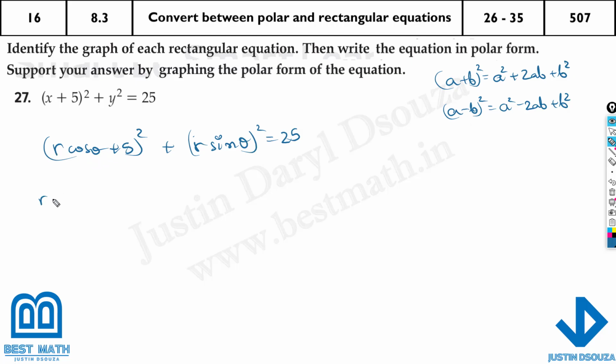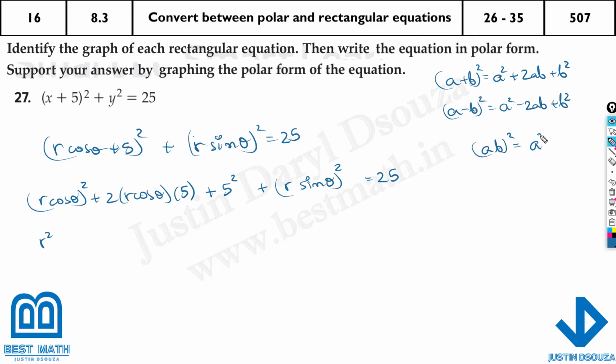The first term is squared. R cosine theta the whole squared plus 2 times r cosine theta times 5 plus 5 squared, plus r sine theta I could have expanded, but anyways, it's 25. Now here, this power 2 becomes for both because they're multiplied. If it is ab the whole square, what happens? It is a squared b squared. So r squared cosine squared theta plus 2 times 5 will be 10r cosine theta plus 25 plus r squared sine squared theta, that is equal to 25.